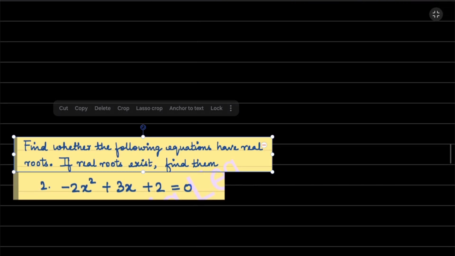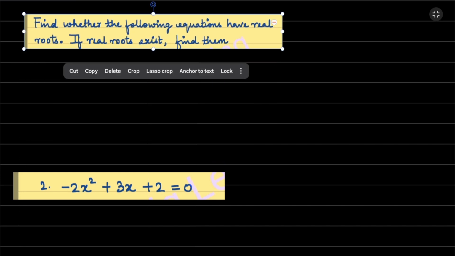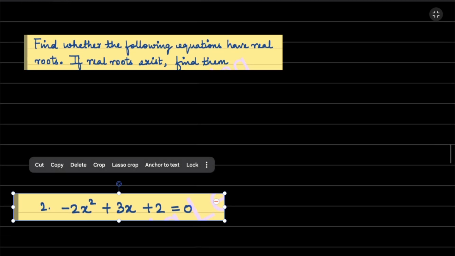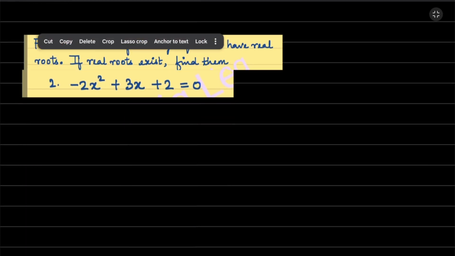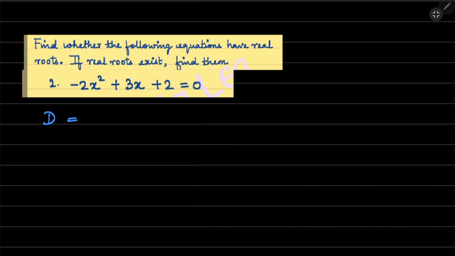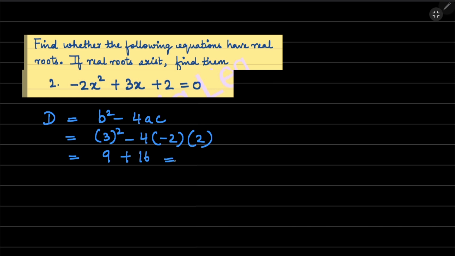Let's try another question using the same way. You are given this, it's the same question: find whether the following equations have real roots. So let us see if they have real roots by calculating the discriminant. Discriminant equal to b square minus 4ac. What is b square? 3 square minus 4 into a, which is minus 2, c is 2. So 3 square is 9, minus into minus is plus, 4 2s are 8, 8 2s are 16. 16 plus 9 is 25.